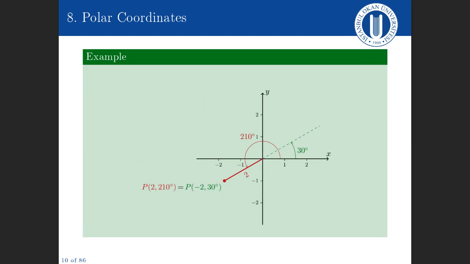This point also has distance from the point to the origin 2, and the red angle I've drawn here is 210 degrees. So the polar coordinates of this point are 2, 210 degrees. Or if we wanted to, we could use negative distance. We could say the distance is -2 if the angle is 30. Now, you'll notice that the difference between these two angles is 180 degrees because they point in different directions.